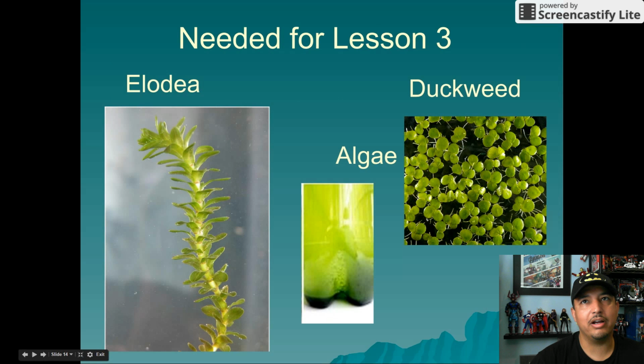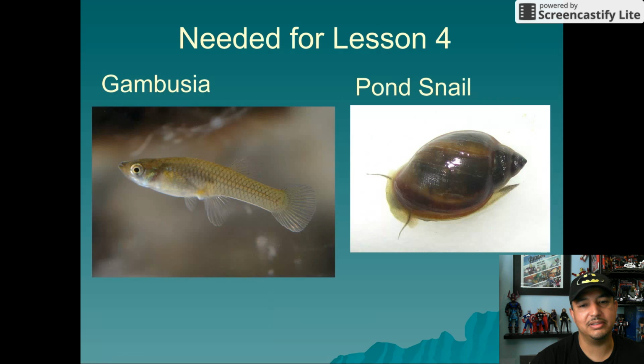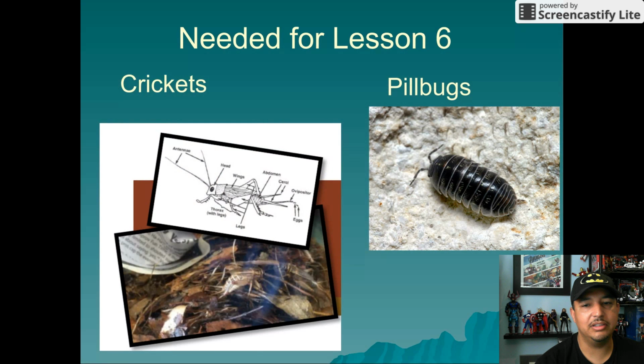You will need aquatic plants, Elodea and duckweed, and the algae for lesson 3. Lessons 1 and 2 should take about 2 to 3 sessions. You will need the fish, pond snails for lesson 4, and you will need the crickets and pill bugs for lesson 6. So the dates that you want the organisms delivered depends entirely on how often you see your class every week. Just remember that you will need to relocate the organisms to the holding containers as soon as they arrive.